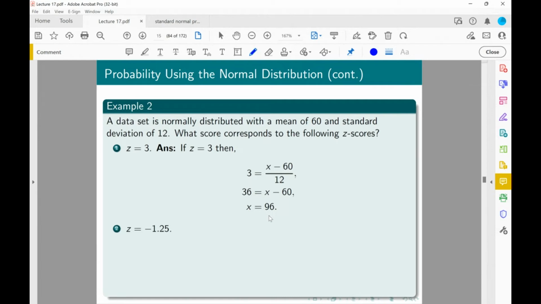Same for z equals minus 1.25. Hopefully the process is pretty straightforward at this stage. We're solving minus 1.25 is x minus 60 on 12. Multiply by the 12 and add 60. We should end up with 45.